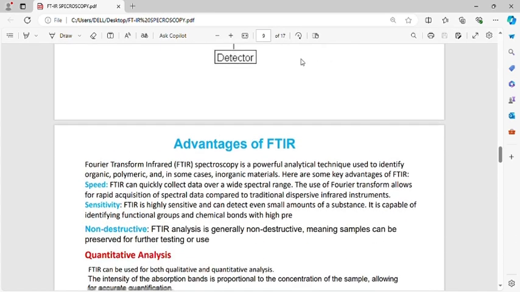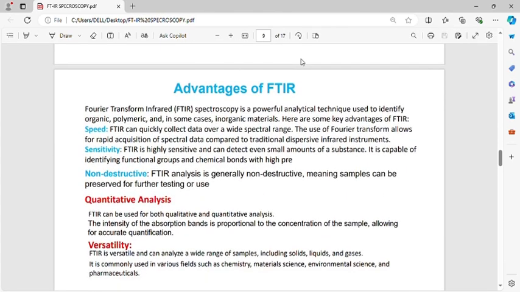Advantages of FTIR. Fourier transform infrared spectroscopy is a powerful analytical technique used to identify organic, polymeric, and in some cases inorganic materials. Here are some key advantages.